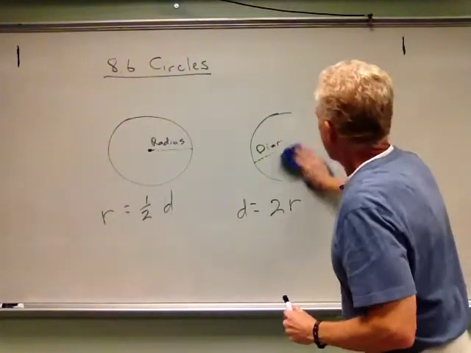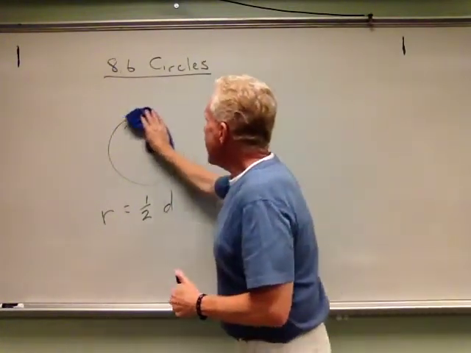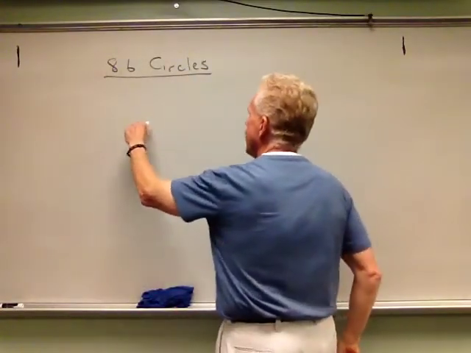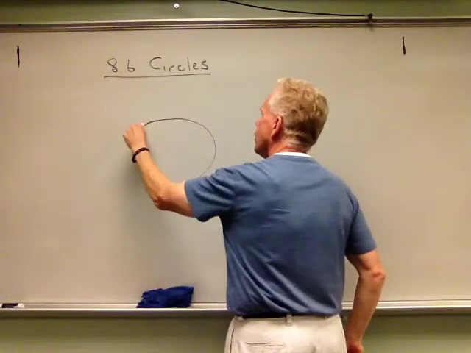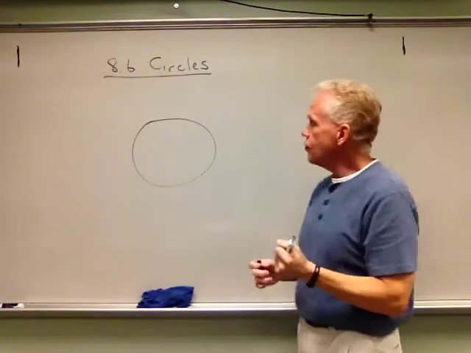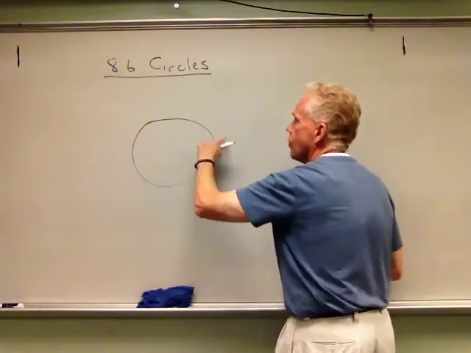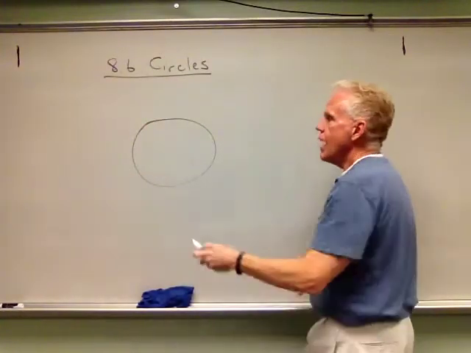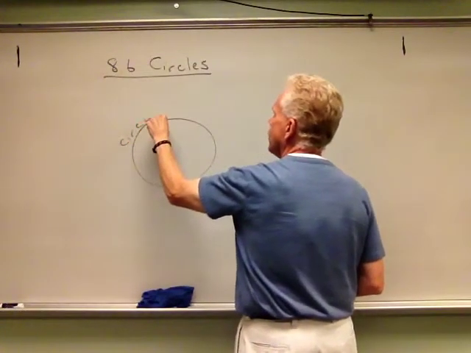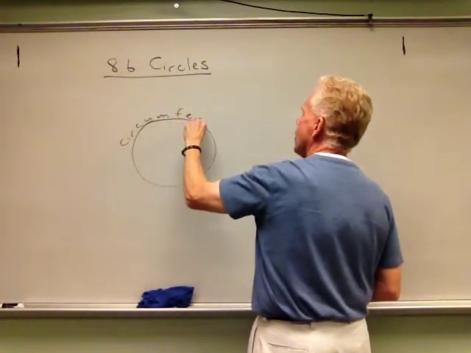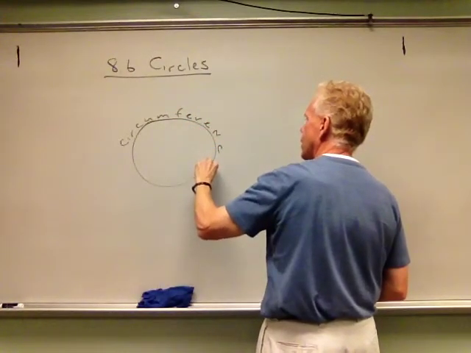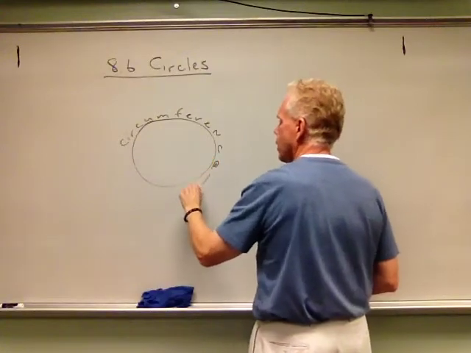Now, another piece to this whole circle business is this idea of the perimeter of a circle. You remember when we talked about perimeter? Perimeter was the distance around something. Well, in a circle, the distance around a circle has a special name. It's actually called circumference. Okay?